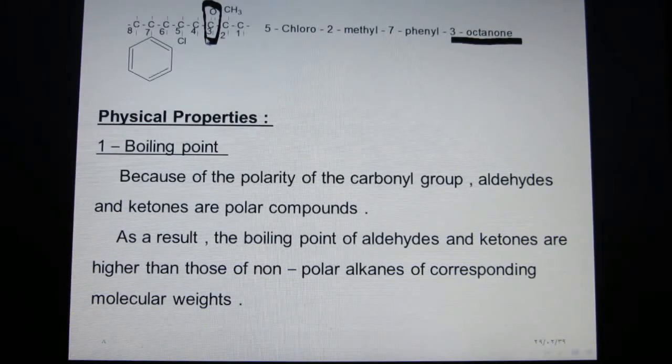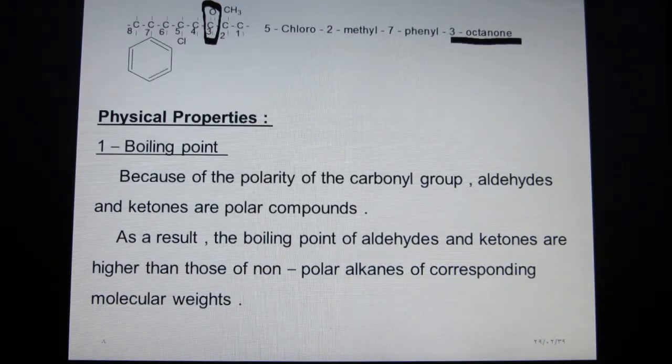It is called, with 8 carbon atoms, octane, but we remove the letter E from the suffix -ane and put -one, so it is octanone. And we must put the number of the carbon which contains the -one, it is number 3. And then we have a methyl group, we have a chloro group, we have a phenyl group, which is a benzene ring with one hydrogen removed from it. It is C and M and P from benzene.